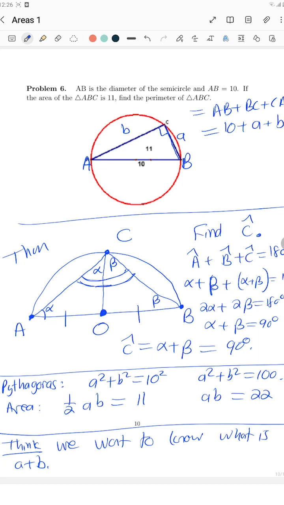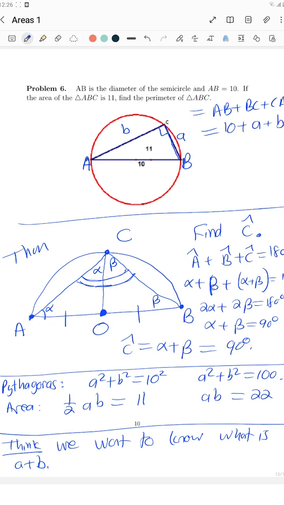So typically in Olympiad problems, you do some reverse engineering. We're interested in the perimeter, so we're interested in knowing a plus b, because if we know what a plus b is, we can calculate 10 plus a plus b. Good. So we're interested in knowing what a plus b is.